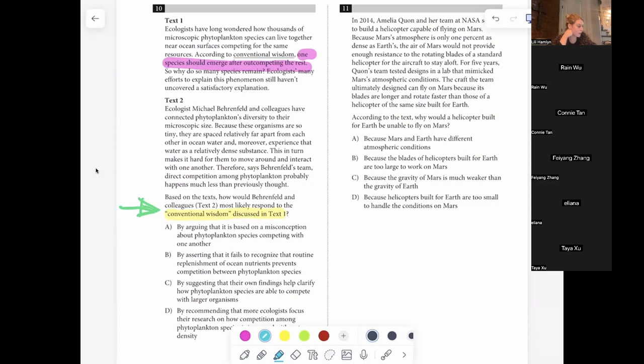Ecologist Michael Berenfield and colleagues have connected phytoplankton's diversity to their microscopic size. Because these organisms are so tiny, they are spaced relatively far apart from each other in ocean water and, moreover, experience that water as a relatively dense substance. This in turn makes it harder for them to move around and interact with one another. Therefore, says Berenfeld's team, direct competition amongst phytoplankton probably happens much less than previously thought. So what do we think the answer is here? How would text two respond to text one?